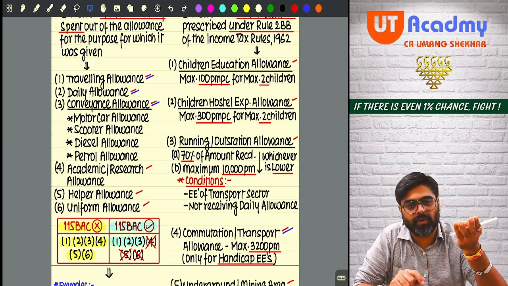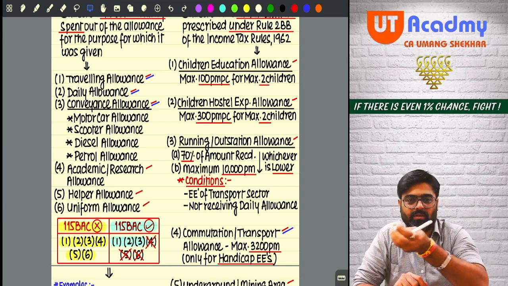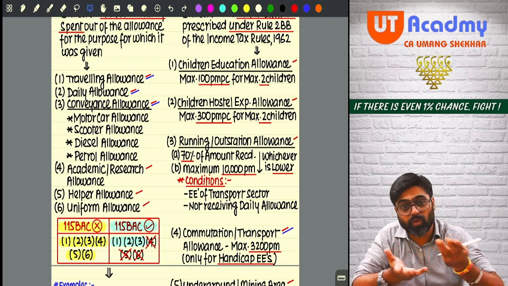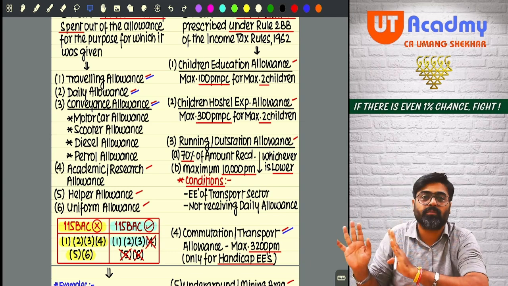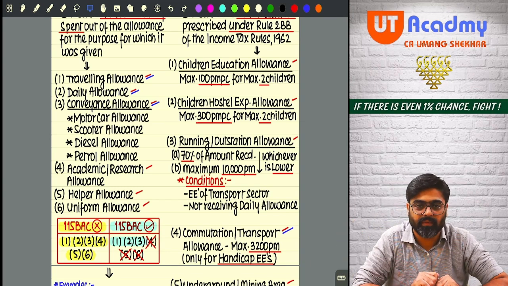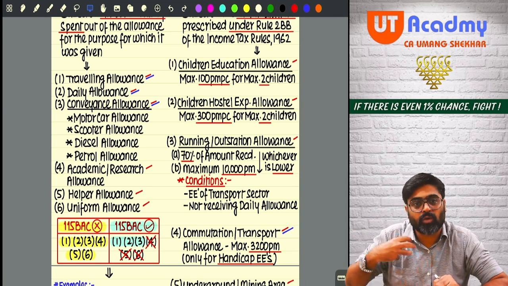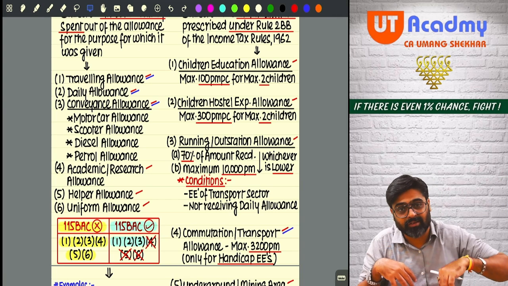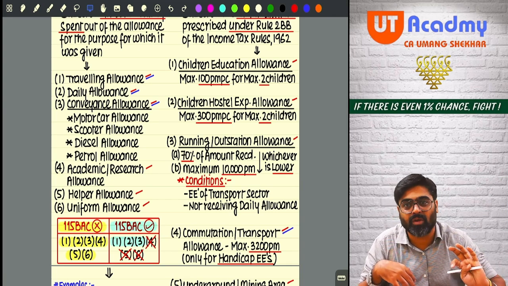See, to perform your duties, you are required to learn something, read something, study something new. Only then are you able to perform your duties properly and efficiently. So in the course of employment, to perform your duties, you might have to learn something, study something, research something, yes or no?